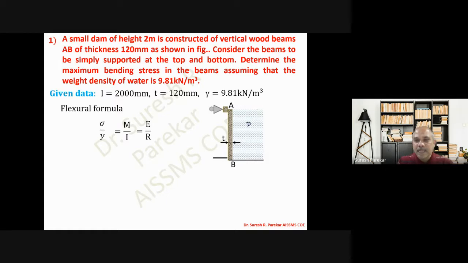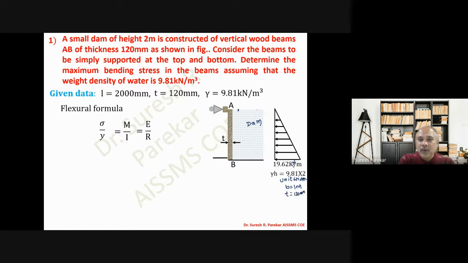And this is our dam. Our intensity of water at this point we have 0, and it increases towards the bottom, and we will get it as gamma into h at the bottom. So gamma into h is 9.81 into 2, it comes 19.62 kilonewton per meter. We have considered unit width, so b is equal to 1 meter over here, and t is equal to 120 millimeter.